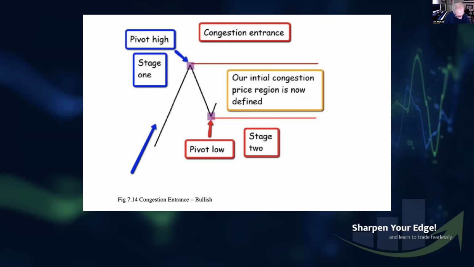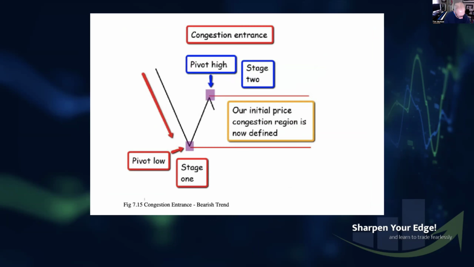The same applies when the market has been falling and enters a congestion phase. Now, here we are looking for the reverse with an initial pivot low followed by a pivot high, which we can see in this graphic.